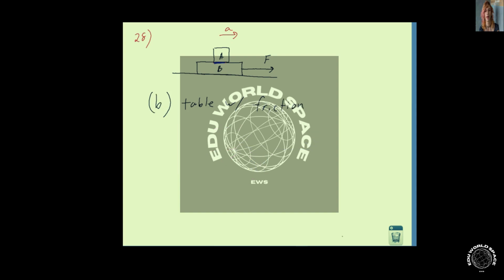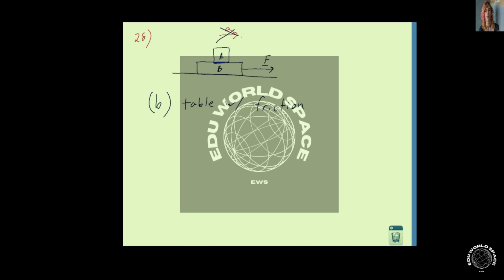So now in part B, we have a table where there is friction between B and the table, and the problem says that we pull with the same amount of force, F, as the friction force between B and the table. If we're pulling horizontally with the same force F as the table pulls back with, we're not going to get any acceleration on block B. And that means we're not going to get any acceleration on block A. Two possibilities here. Either the system remains at rest, or the system is moving at a constant velocity.